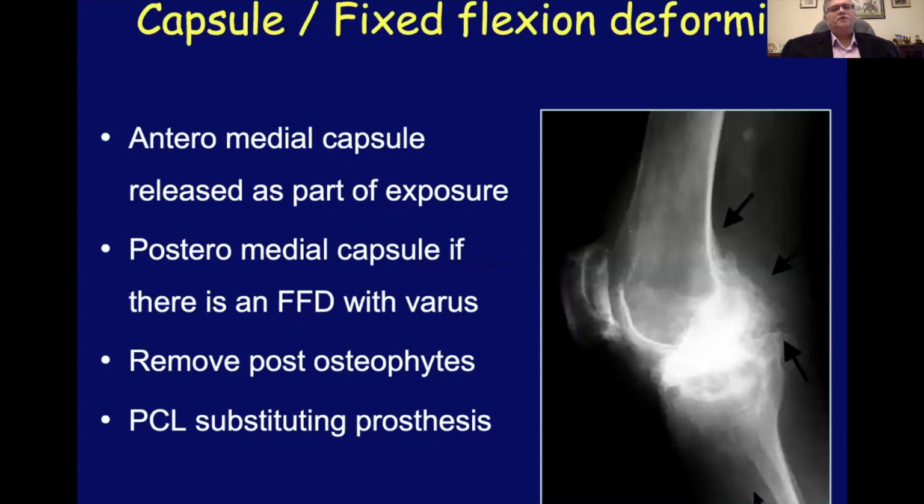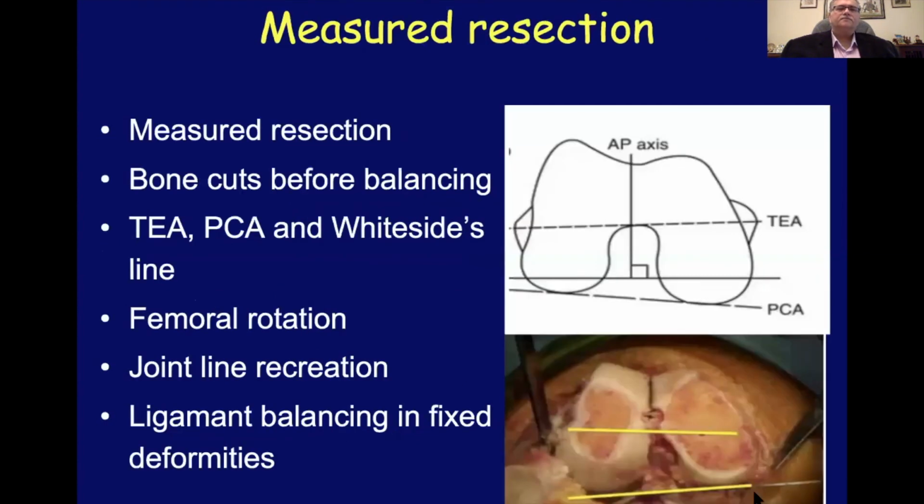The role of the capsule in fixed flexion deformity is very important. As a routine, the anteromedial capsule is released as part of the exposure, and it does correct to a certain extent. The posteromedial capsule needs to be released if there is persistent varus and a fixed flexion deformity, but this needs to be done only after the posterior osteophytes have been removed, and one could consider the role of a posterior cruciate ligament substituting prosthesis.